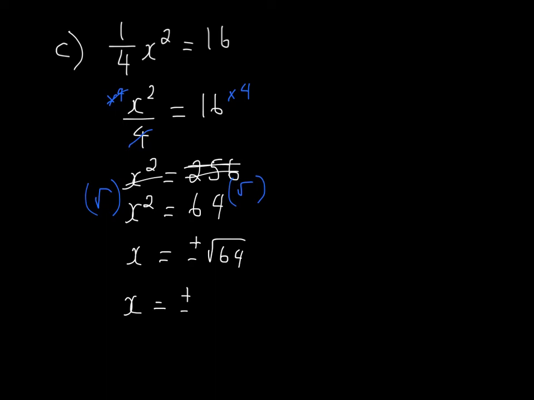It's a square number. We've got to think of a number multiplied by itself that equals 64, and that is 8. So that's all there is to quadratic equations. Remember that when you take the square root of both sides, you will end up with two answers, a positive and a negative answer.